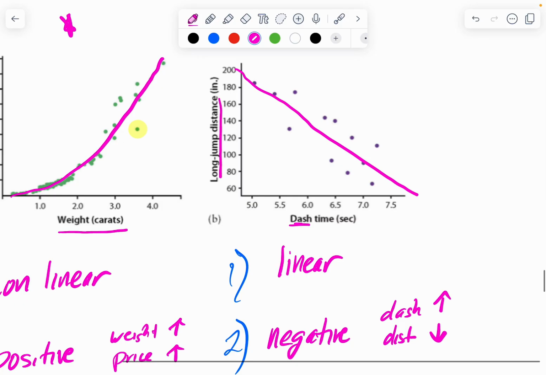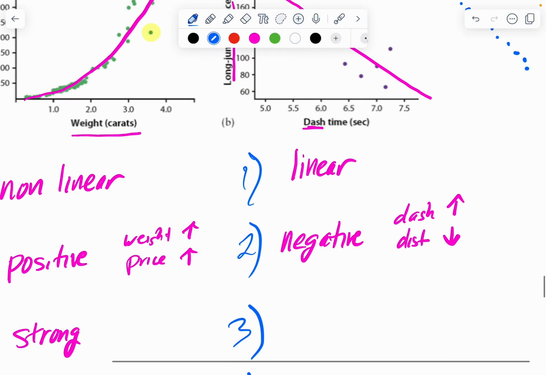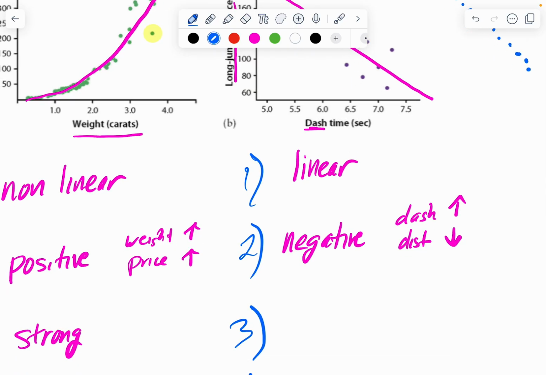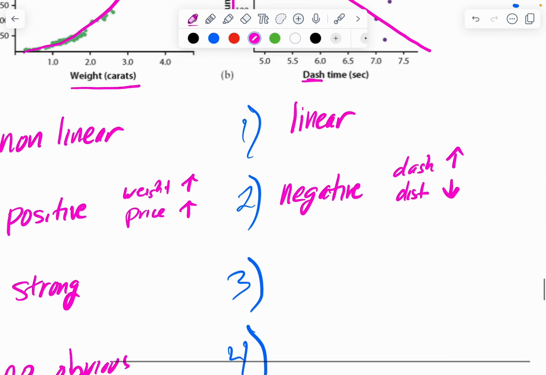Now, even though it looks like these dots are linear, you will notice that there is some variability here, right? These dots are not perfectly on a negative straight line. There's some variability here. So instead of the strength being super strong, we could probably argue that the strength there is moderate.